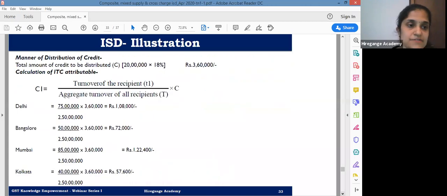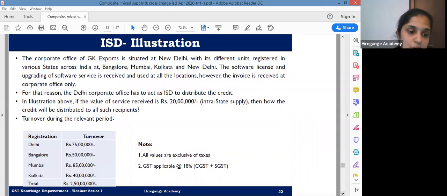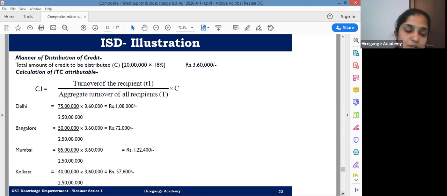Herein, if I see the manner of distribution of the credit, continuing with the same example, the credit to be distributed is 3,60,000. What do we need to do? We need to take a numerator of the respective location's turnover. The denominator will be the aggregate of the turnover, into the credit which is to be distributed. Now keep in mind, why are we distributing this? Because it is attributable to all these locations of Delhi, Bangalore, Mumbai and Kolkata. So if we do that on a pro rata basis, proportionate to the turnover of the respective recipient divided by the aggregate turnover, we come to the respective breakup which has been given here. Bangalore gets 72,000, Mumbai 1,22,000 and odd, Kolkata 57,600 and 1,08,000 for Delhi, totally adding up to 3,60,000.